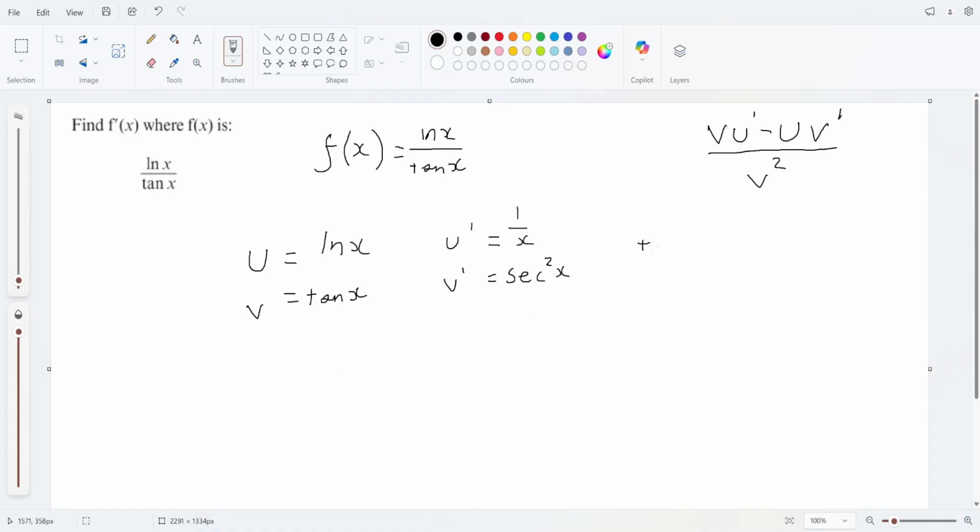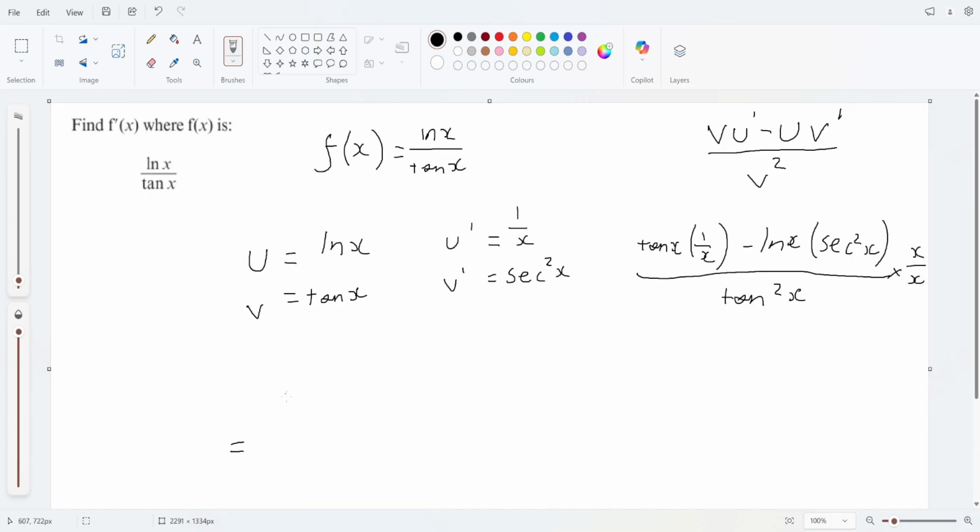Then we're going to put it into the formula. So tan x times 1 over x, minus ln x times sec squared x, and that's going to be all over v squared, so that would be tan squared x. And there's not much simplifying you could do here, so I think I'm just going to multiply the top and bottom by x just to simplify that a bit. So you're going to end up with tan x minus x ln x sec squared x, all over x tan squared x, and that's it. So on to the next question.